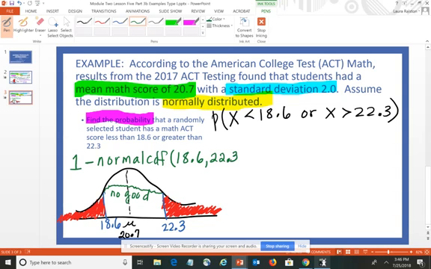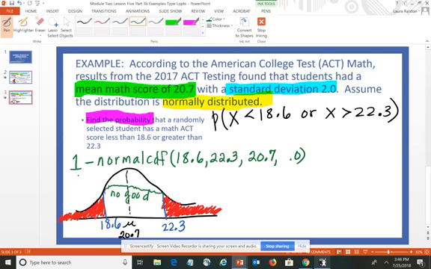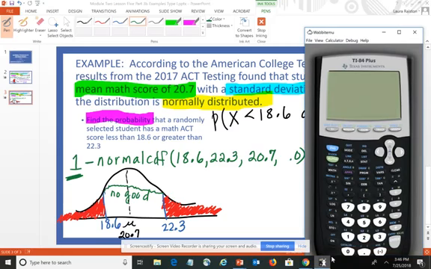So we start at 18.6, go to 22.3, mean of 20.7, standard deviation of 2. But the one thing that students tend to forget, guys, you've got to remember in this scenario, you've got to put this 1 there. If you don't put the 1 there, you'll get the wrong answer. So let's pull up our calculator and I'll show you how to type it in.